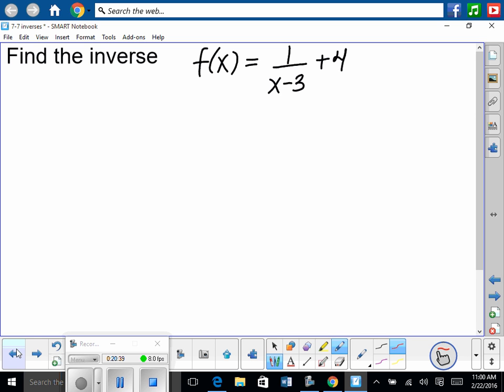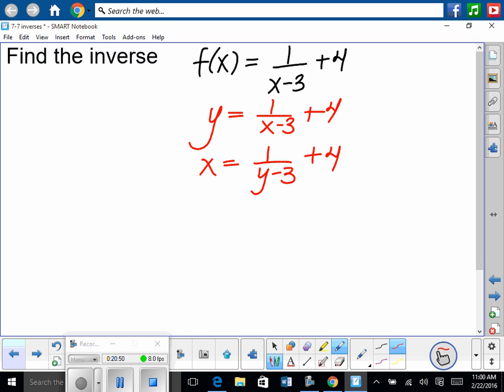So we have y is equal to 1 over x minus 3 plus 4. We switch x and y. X is equal to 1 over y minus 3 plus 4. Subtract 4 first, right? Oh, yeah. So we have x minus 4, since we do it to both sides of the equation, is equal to 1 over y minus 3.